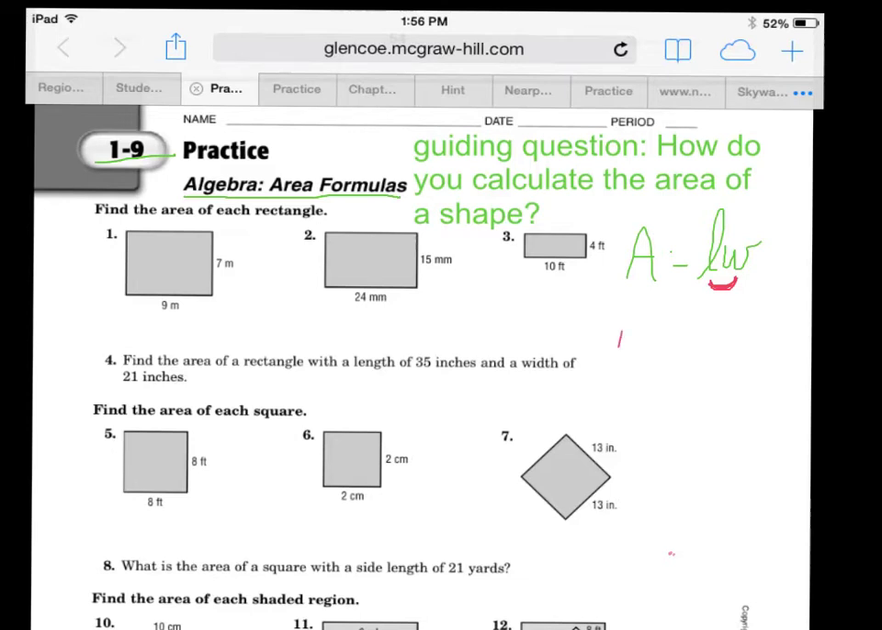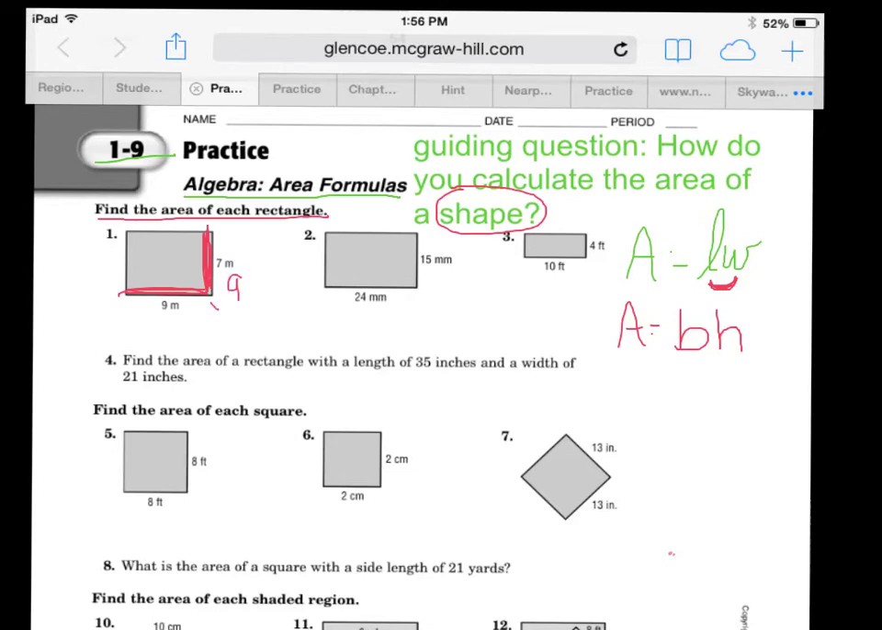Another way you might see it is area equals base times height. Okay, and the base is usually the bottom. For instance, on number 1, this would be the base, and the 7 meters would be the height. Now, these shapes that we're talking about are rectangles and squares. There's a different formula for other shapes like triangles. So for numbers 1, 2, and 3, find the area of each rectangle. You just take the length times the width.